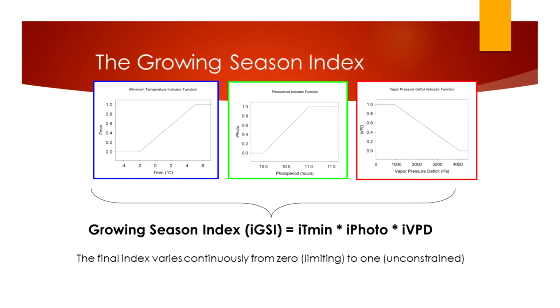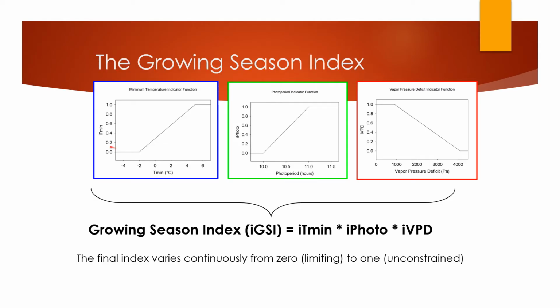The way that GSI works is that it's a collection of indicator functions. And an indicator function just goes from 0 to 1. This is mathematically very important, because even though it's simple, a value of 0, if you multiply 0 times any other value, you get 0. A value of 1, you multiply any other value and you get that value.